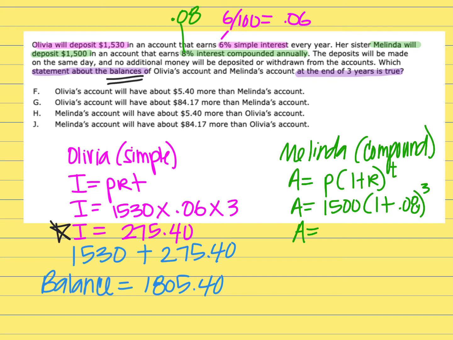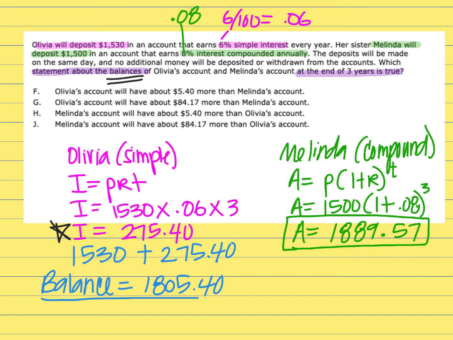Now when I type all that in the calculator, it equals $1,889. And then it says 568, but I'm going to round that up to say 57 cents. Okay, her balance. A means the final amount, so I don't need to do any extra work to know her balance. It's $1,889.57. Her sister's balance is $1,805.40. So now I know for sure Melinda has more.